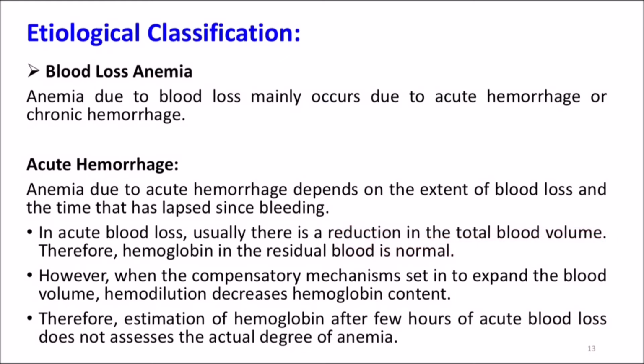However, when the compensatory mechanism sets in to expand the blood volume, there occurs a process known as hemodilution, which decreases the hemoglobin content. Therefore, the estimation of hemoglobin after a few hours of acute blood loss does not assess the actual degree of anemia. That's an important point.